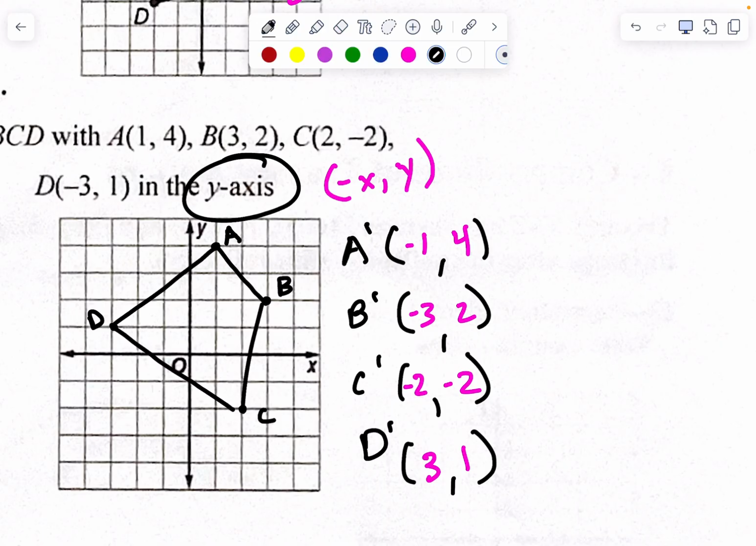A prime, I'm going to go pink. -1, 4 is A prime. -3, 2 is B prime. C prime is -2, -2. That's how he should be. And 3, 1, D prime. Okay, I did get that. This looks really weird. Yep, he's flipped over the y-axis.